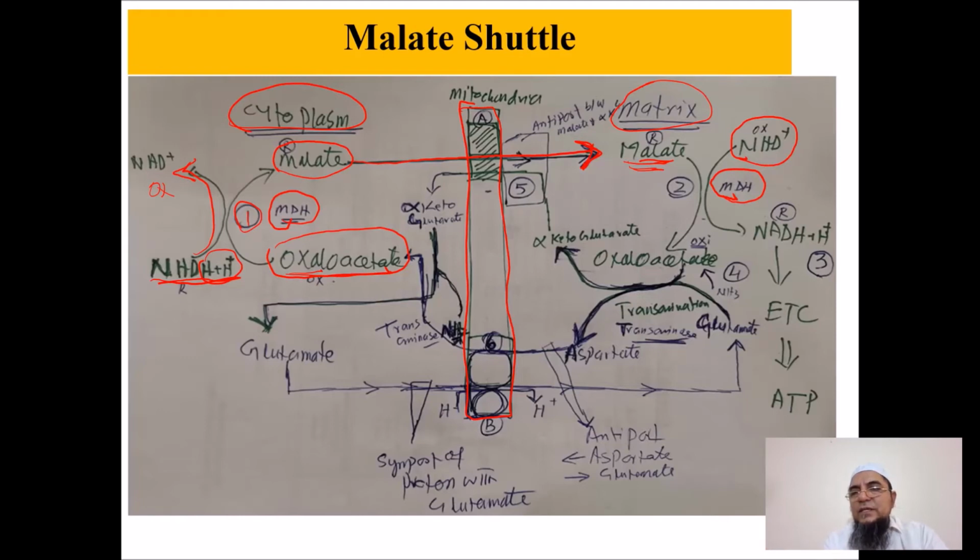Then it will take these two hydrogen back, and NAD will convert into NADH, and the task is completed. What was our task? Our task was to transport these two hydrogen from the cytoplasm to the mitochondria. And then we did this.